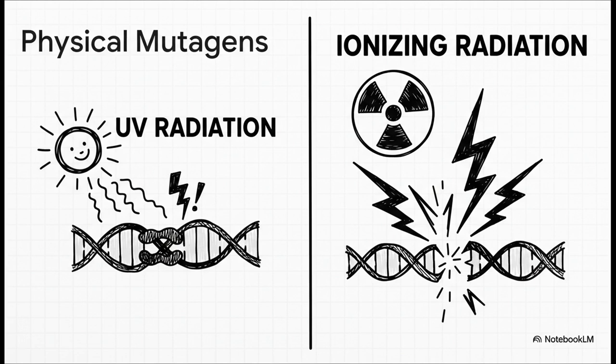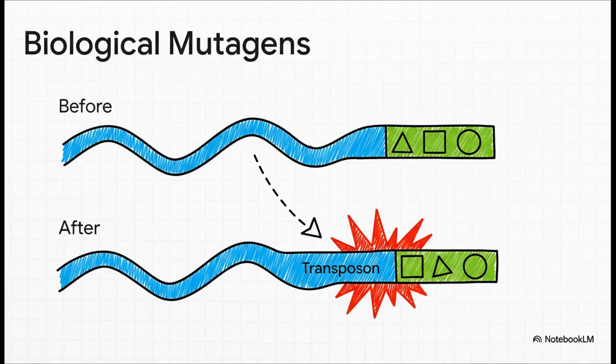Then you have the heavy hitters, ionizing radiation like X-rays and gamma rays. This isn't subtle, this is brute force. It can literally smash right through the DNA backbone, causing double-strand breaks, which are incredibly dangerous and difficult for the cell to repair correctly.